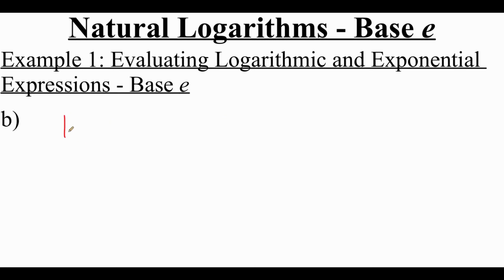Or if we wanted to look at the natural log of e to the 5th power. Again, this natural log and this e are just going to cancel each other out because they're inverses of each other, so the answer we get is just 5. Now if we looked at it starting with an exponential, so let's say we had e to the power of ln of 4. Well, e exponential and natural log are still inverses of each other, so they're still going to cancel each other out, and we're going to get 4 as our answer.